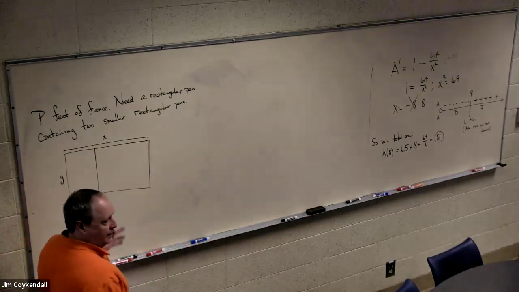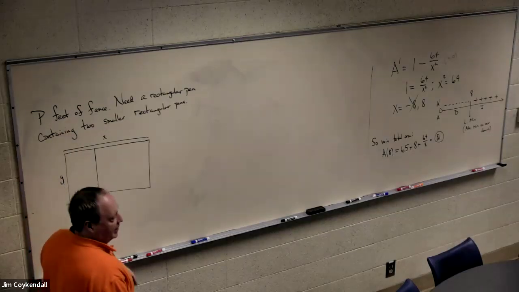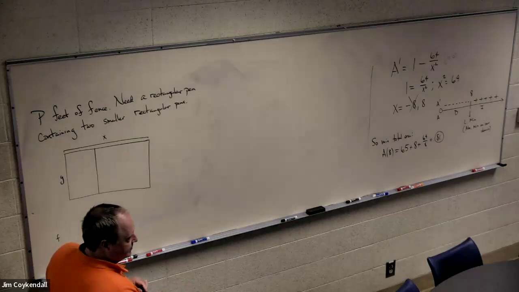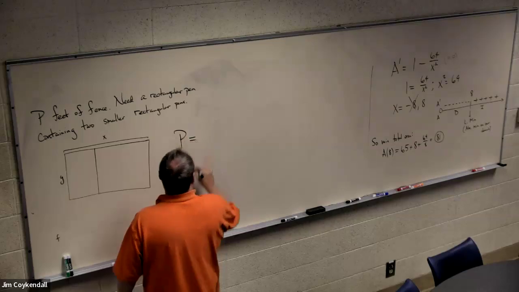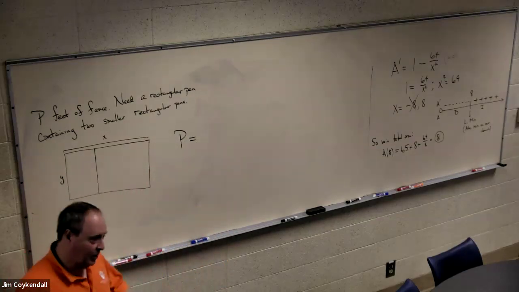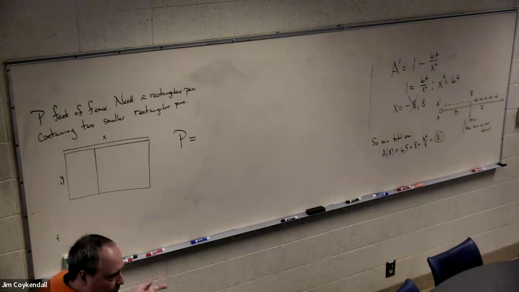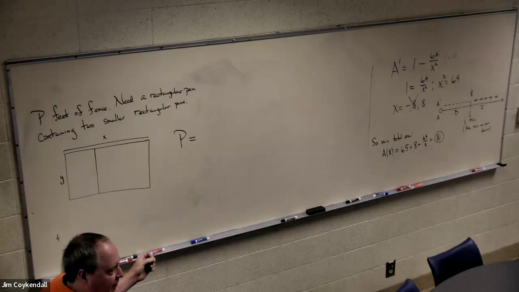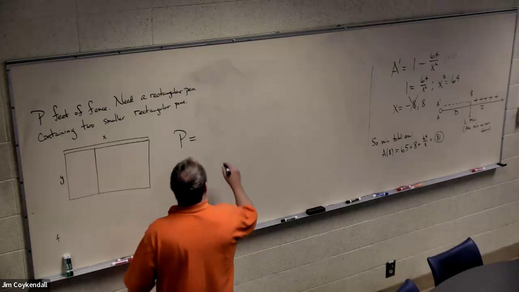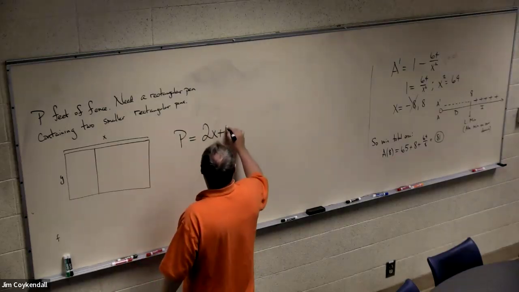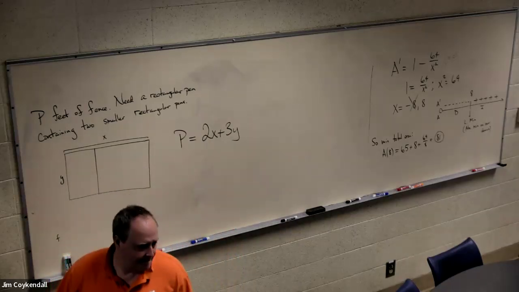So the farmer has P feet of fence. Interpret that in terms of the picture that I drew. My P of fence is what? Right. To make this fence, he needs 2 lengths of x and 1, 2, 3 y's.